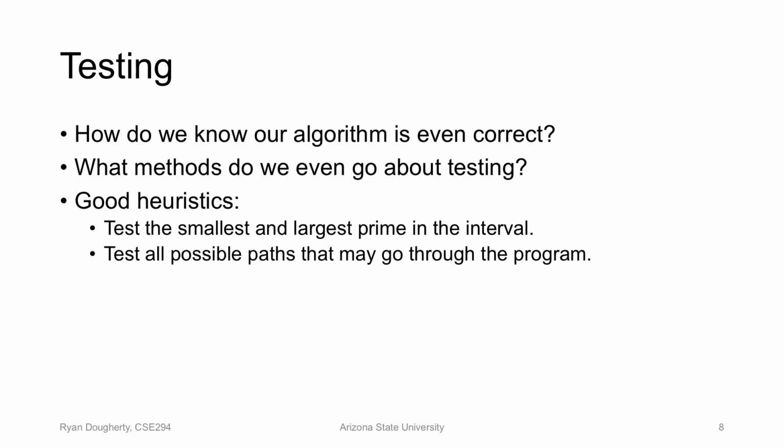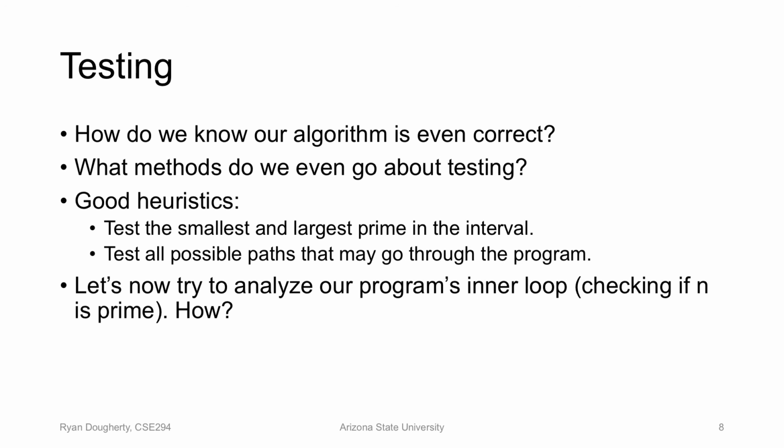So like obviously for an if statement, you can either go into the if statement or not go into the if statement. So all the possible paths, just test each one. If each one succeeds, then that's another good heuristic. So let's analyze the inner loop of our prime program, which is that prime checker part. So how do we do that? We come up with some test cases.